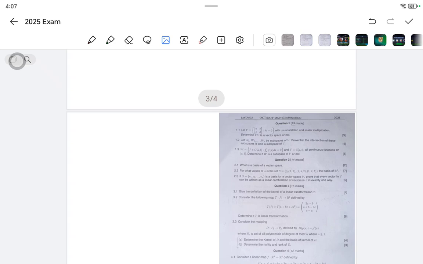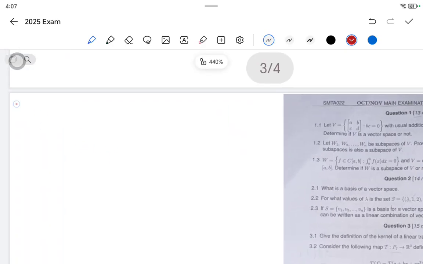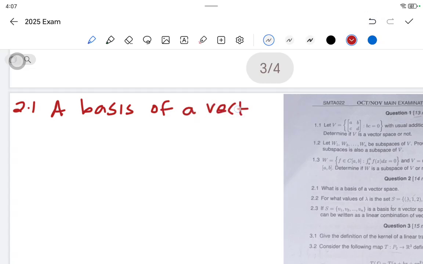What is a basis of a vector space? They want a definition. So the simplest way to give a definition to this, again, we know how to prove that something is a basis, right? So you can just come and say that a basis of a vector space is a set of vectors.